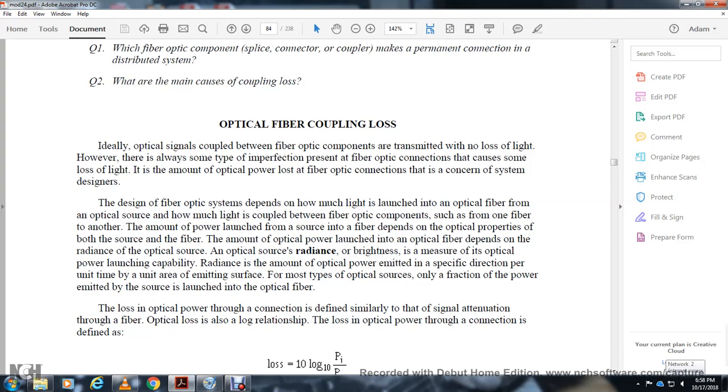The radiance is the amount of optical power emitted in a specific direction per unit area of the emitting source. For any type of optical source, only a fraction of the power emitted by the source is launched into the optical fiber.